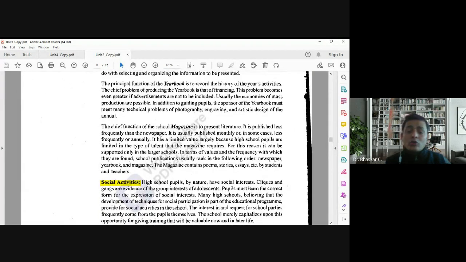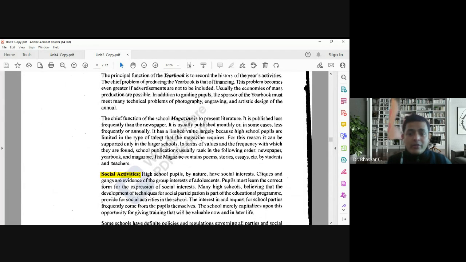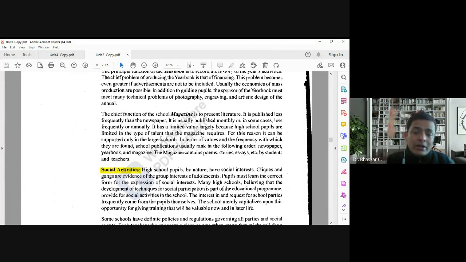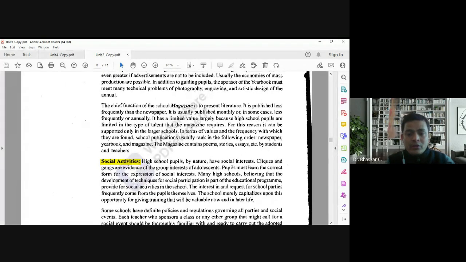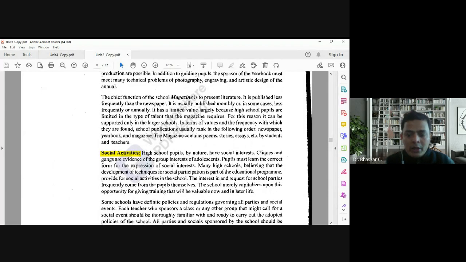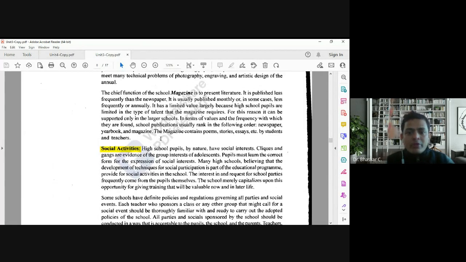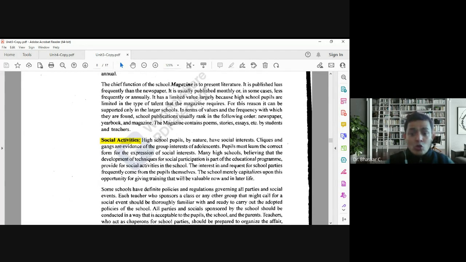Like in the year 2023, this year, what is the record of the activities that were organized here? Like in the recent past, we just faced COVID-19. So in the one or two years of COVID-19, what activities were conducted may be traced out through the school yearbook. Then the school magazine is also there.